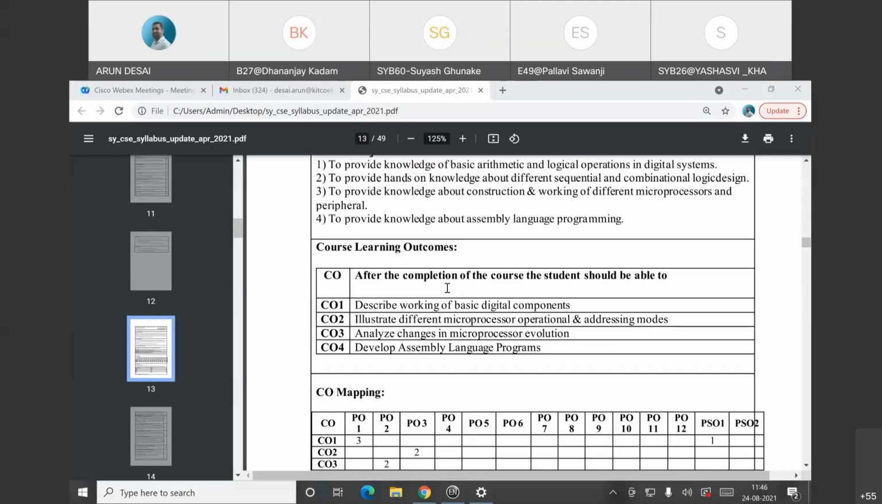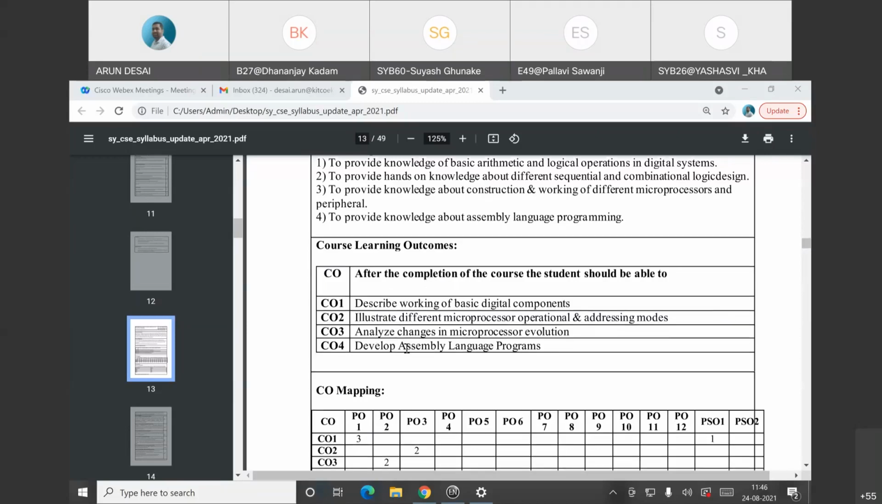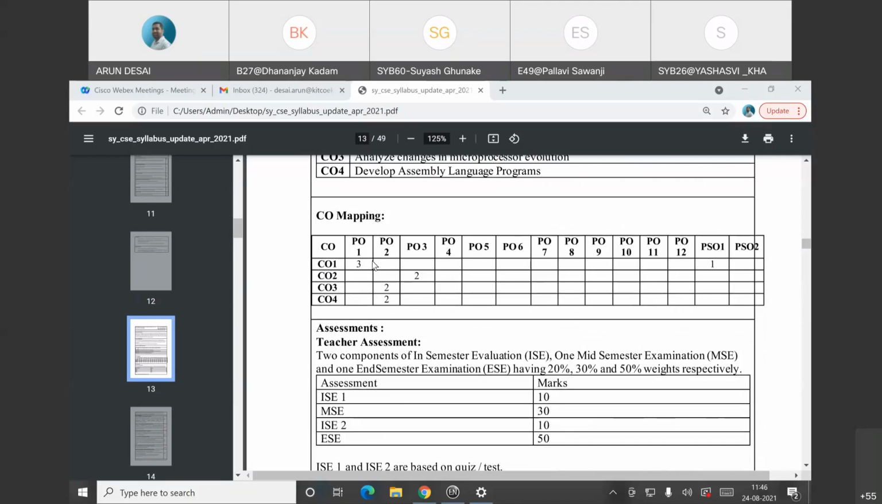So this is about your course learning outcomes, what you are going to learn from this course, and how you are going to map those COs with POs. PO is program outcome, what you are going to learn in this program. The program is computer science and engineering. So this is the mapping of CO-PO. You just go and check all those POs. COs are there with every syllabus, so you need to track this mapping.